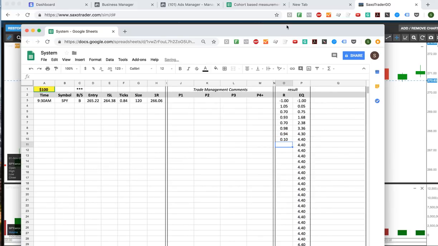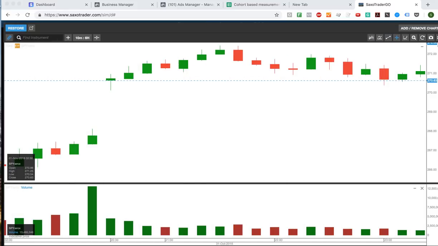So we have exited our short trade, which we entered into on the break of the low there. We have exited it here for a 0.1 of an R win, and we are long with a stop here.